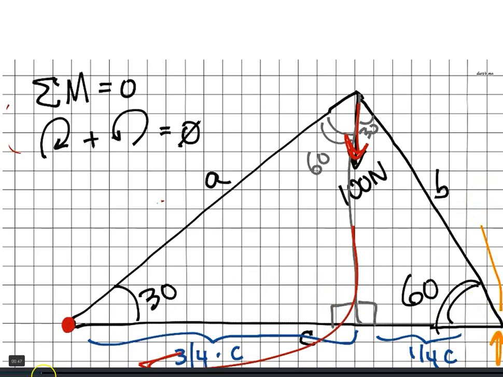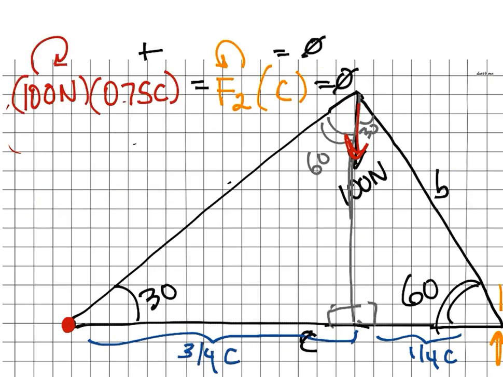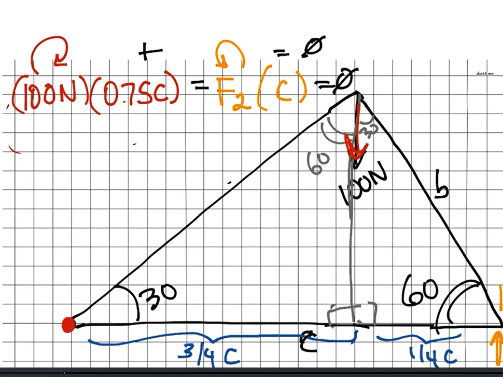So there's an arrow that pushes up here. That arrow is going to make it go counterclockwise. And so there's a clockwise torque and a counterclockwise torque, and when you sum those together, you get 0. The clockwise torque is going to be 3/4, or 0.75 C, times 100 newtons, because torque is always the torque arm length times the force pushing down. That is going to be equal to the entire side, which is 1C, times the force F2, which is pushing up.